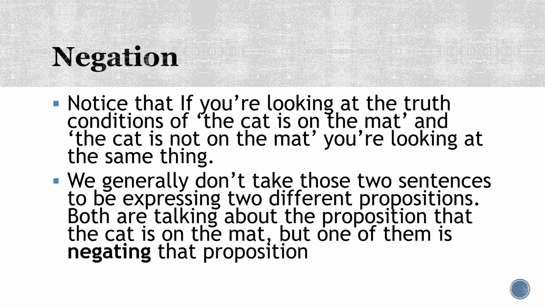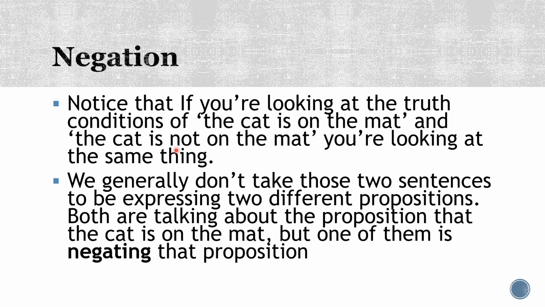Negation is where we use the word not, okay? And I want you to notice that if you're looking at the truth conditions of something like "the cat is on the mat" and "the cat is not on the mat," you're looking at the same thing. And that's really an interesting insight here. The only difference between the two isn't what you're checking to see if they're true. It's just this little not here. And so in a weird way, this not is not really part of the sentence. It sort of modifies the sentence, right?